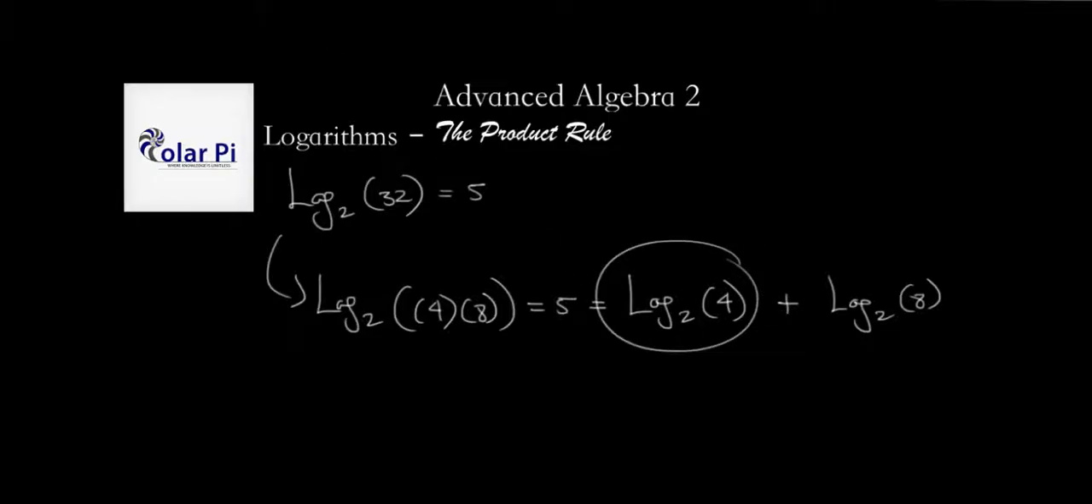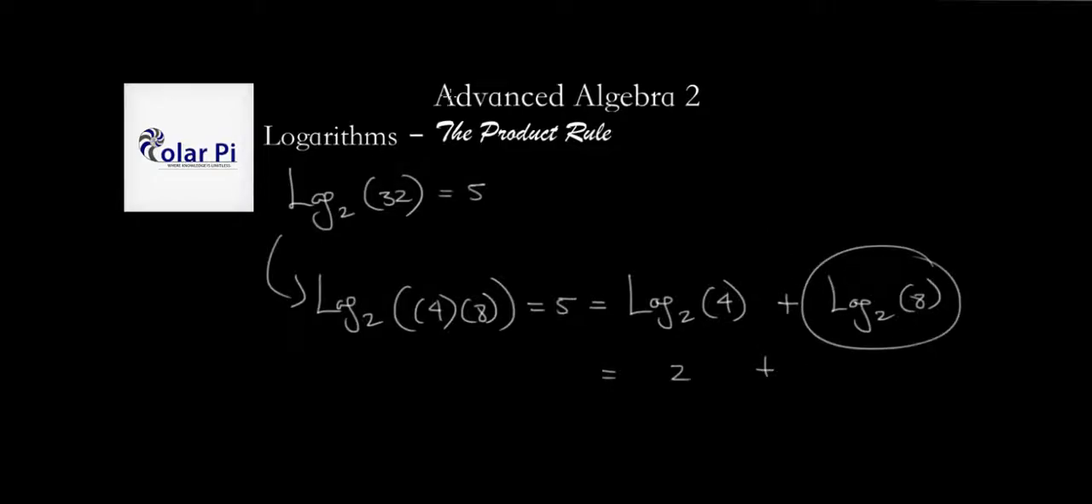Because check this out. What's log base 2 of 4? You're asking 2 to the question mark is equal to 4. That's 2. So log base 2 of 4 is 2. So we'd have 2 plus log base 2 of 8, which is 3. So we'd have 2 plus 3, and that is surely 5. So it worked here, but does it mean that it works all the time?